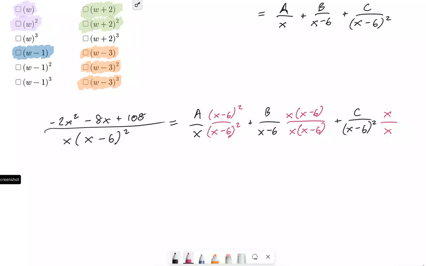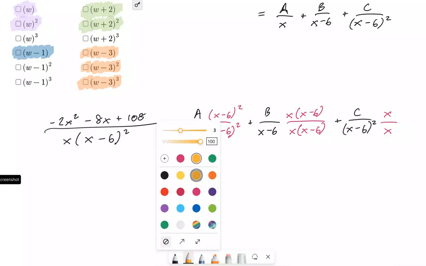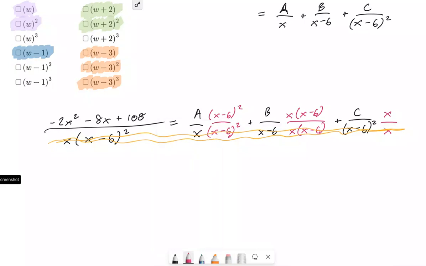So once you have everything the way I've written it here, we can just cross all these denominators out using multiplication. Okay, so we just go right across and wipe those out. They're gone now. So I'm going to write this result right here.